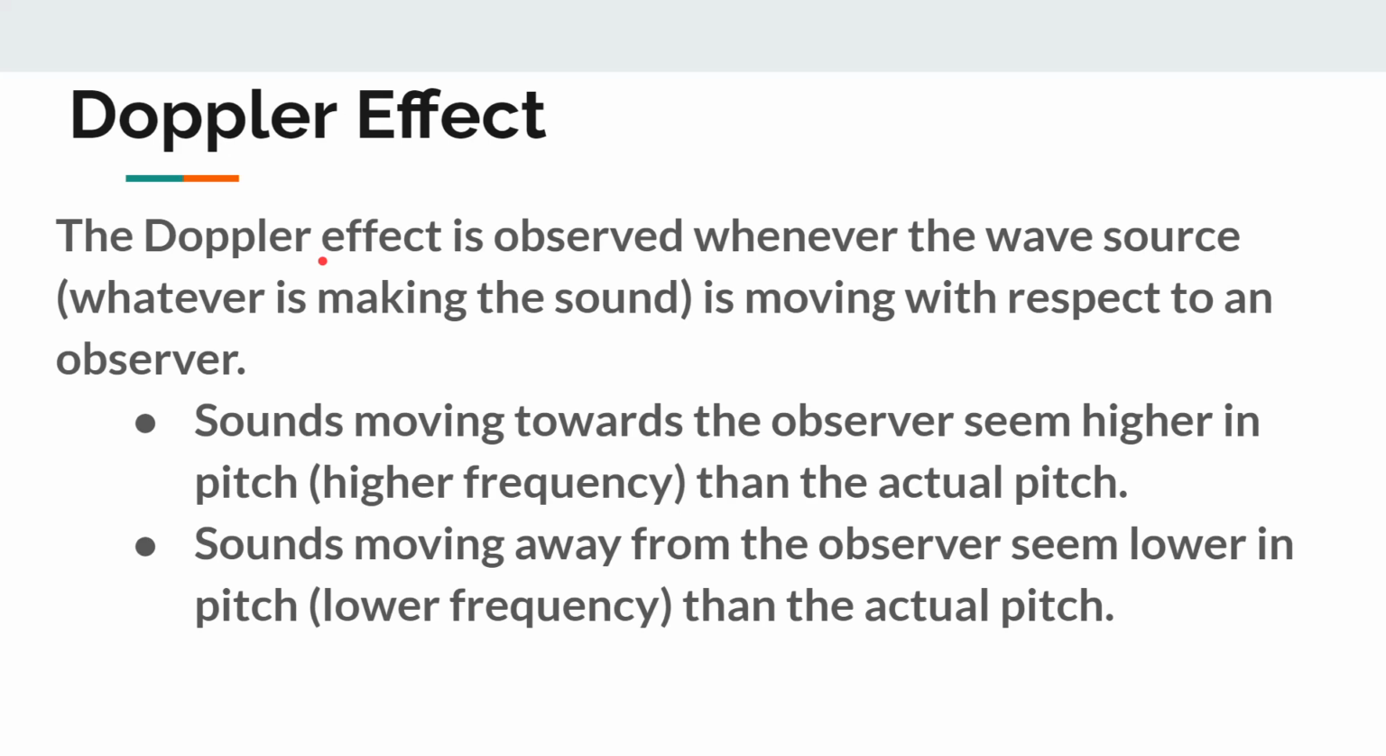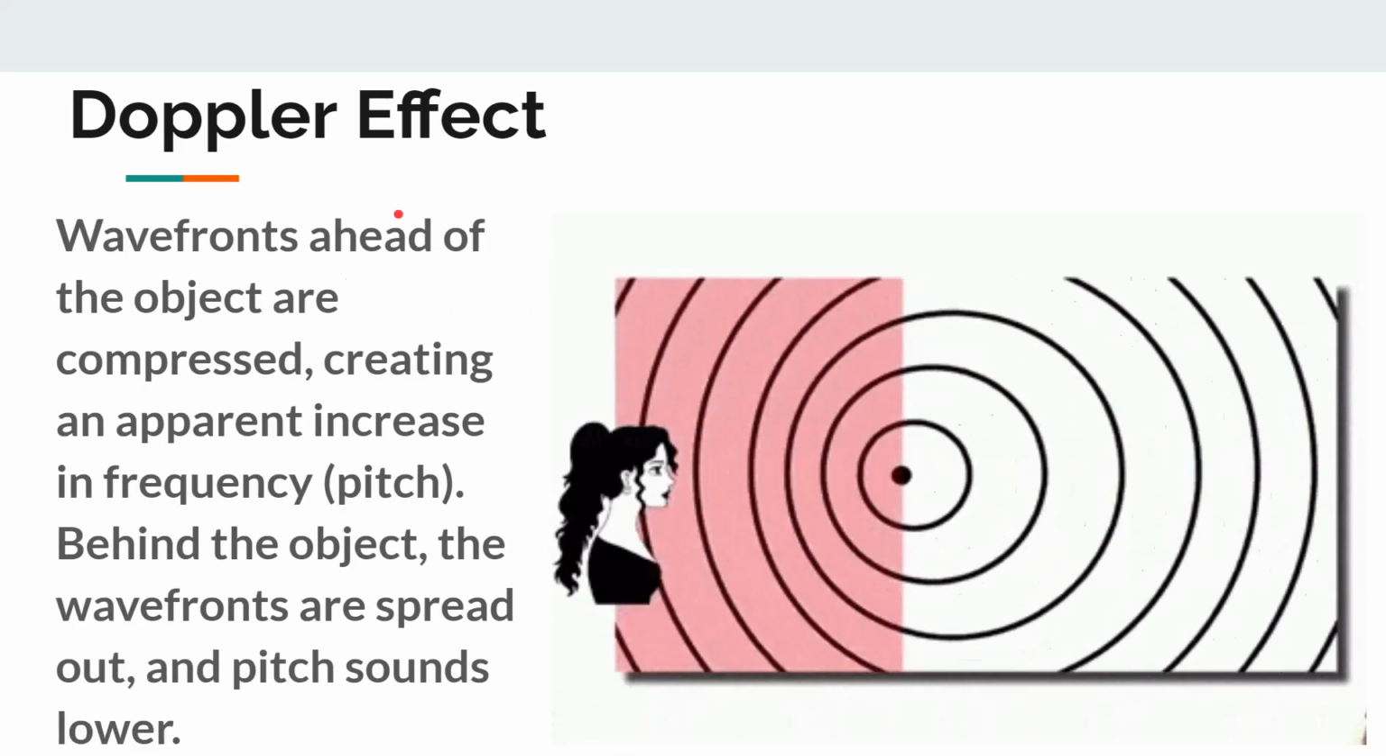All right, so Doppler effect. The Doppler effect is observed whenever the wave source, or whatever is making the sound, is moving with respect to an observer. Sounds moving towards the observer will seem higher in pitch than they actually are. Sounds moving away from the observer will seem lower in pitch than they actually are. So their frequencies will appear to be higher or lower than they actually are because of their relative motion to one another. So this is what I mean by that.